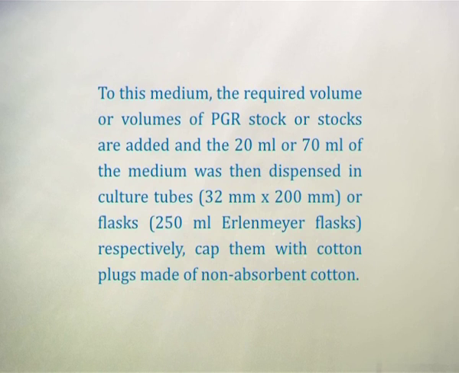To this medium, the required volume or volumes of plant growth regulator stock or stocks are added, and 20 ml or 70 ml of the medium is then dispensed in culture tubes of size 32 x 200 mm or 250 ml Erlenmeyer flasks respectively. They are closed with cotton plugs made of non-absorbent cotton.